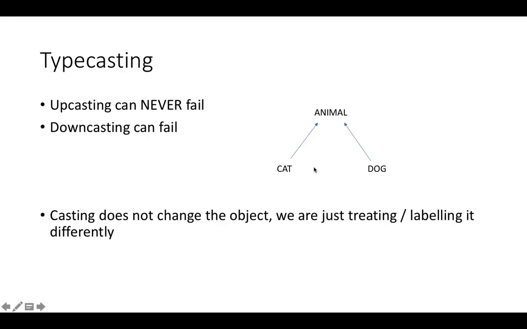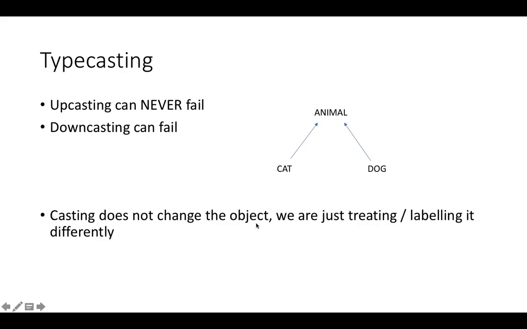Now let's talk about typecasting. There are two types of typecasting: upcast and downcast. When someone says upcasting, they are referring to a subclass being treated as its superclass, and downcasting is the other way around: a superclass being treated as its subclass. Okay, I have to highlight this to you.